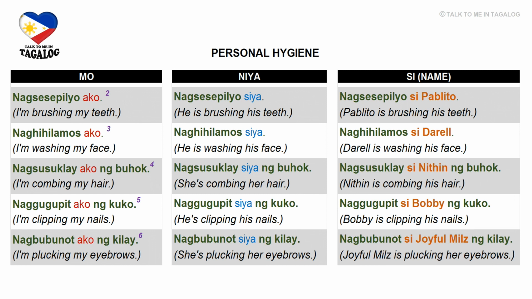Let's study more examples to better understand the difference between the 3 sentence patterns. The first column on the left are the answers to the question, Anong ginagawa mo? Or what are you doing? The one in the middle are the answers to the question, Anong ginagawa niya? Or what is he or she doing? And the one on the right are the answers to a specific person's activity. Please note that all these examples describe a person's daily routine. Just ignore the numbers that you see on your screen. They are just there to keep track of the number of phrases related to hygiene. Let's begin. Anong ginagawa mo?